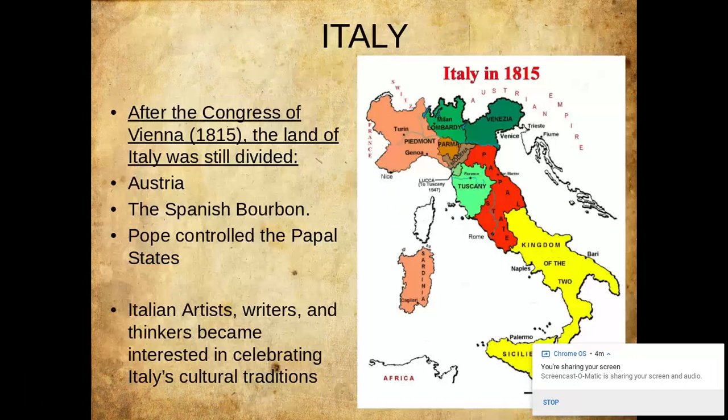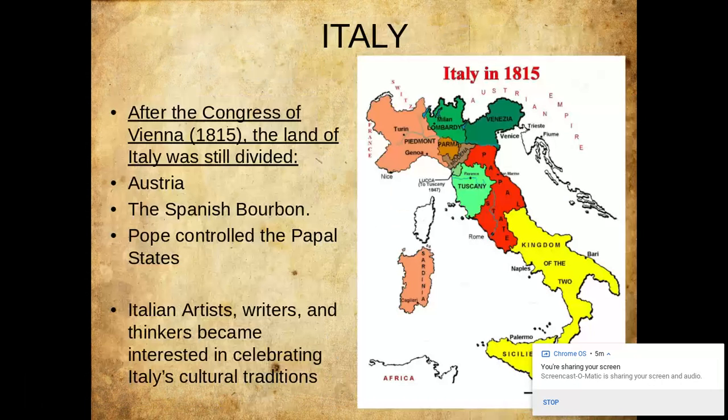After the fall of the Roman Empire, they basically were split up by the different European global powers. And especially after the Congress of Vienna, they divided up Italy into these different kingdoms, as you see on the map. Austria had a piece, the Spanish Bourbon Empire had a piece, and the Pope had the Papal States. The Papal States were made by the Pope.